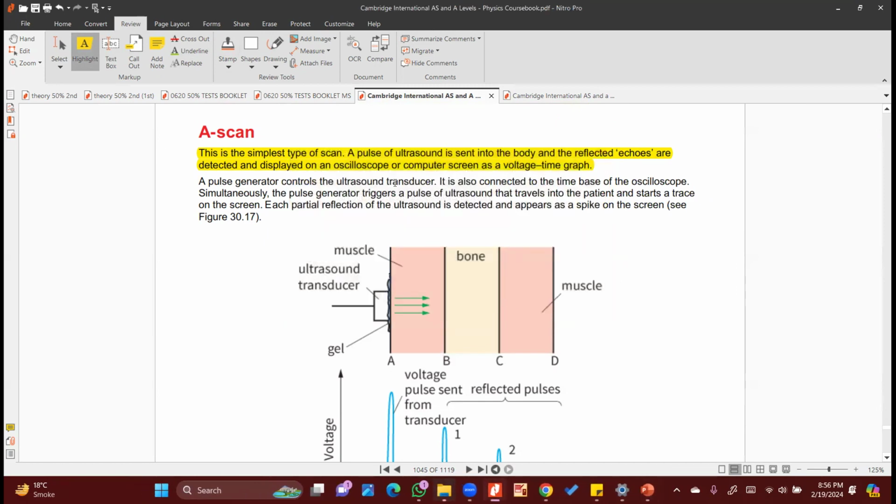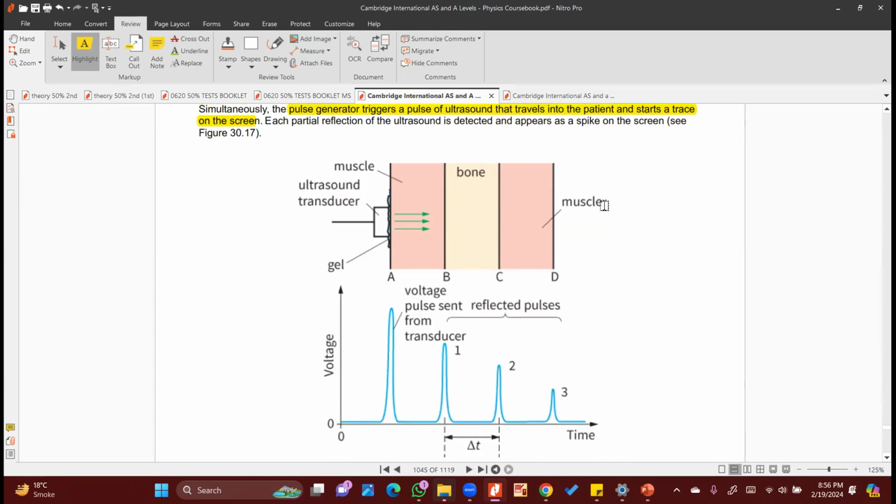A pulsinator controls the ultrasound transducer. It is also connected to the time base of the oscilloscope. Simultaneously, the pulsinator triggers a pulse of ultrasound that travels into the patient's body and starts a trace on the screen. Each partial reflection of the ultrasound is detected and appears as a spike on the screen.